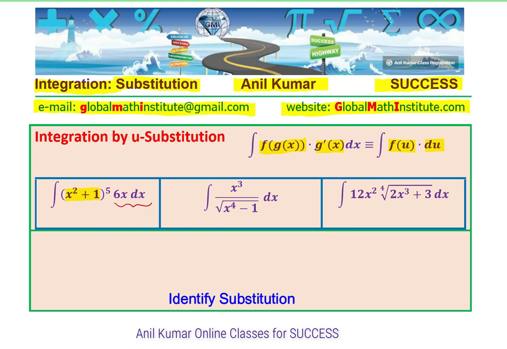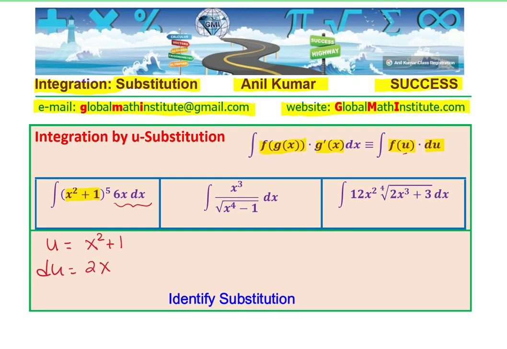Perfect. So you have to basically define what u is, right? So in this case, you will define u as x squared plus 1, and then you have du, which is 2x, and that should help you to answer this question.